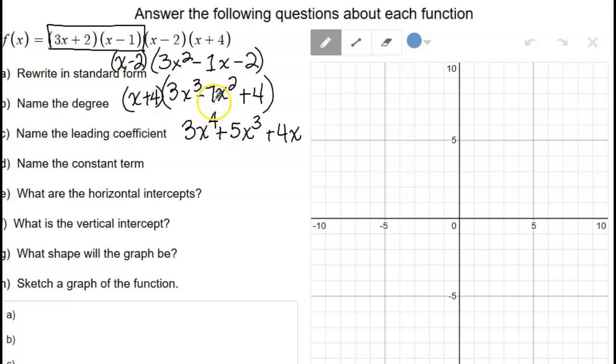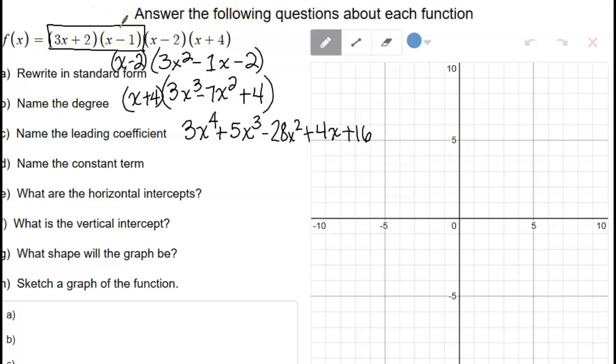Positive 4 times negative 7x squared is negative 28x squared. So I'm going to fit that in here. And then 4 times positive 4 is positive 16. So I'm just going to move this 4x over. 4 times 4 is 16. And then I'm going to move this minus 28x squared down. So this is the polynomial for this in standard form.